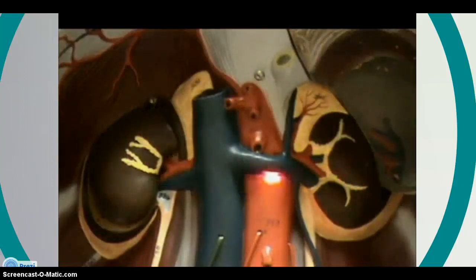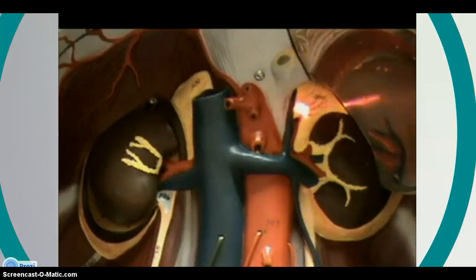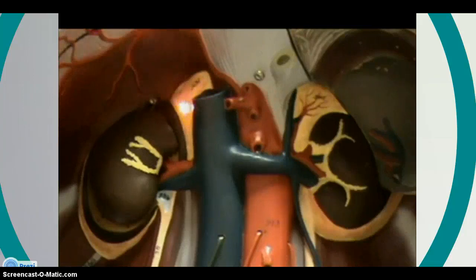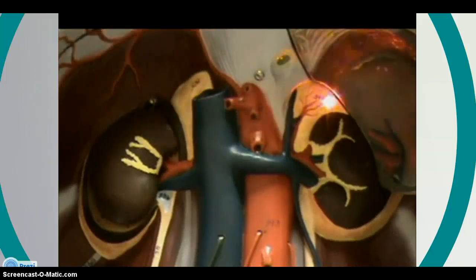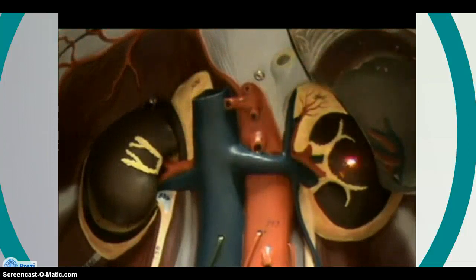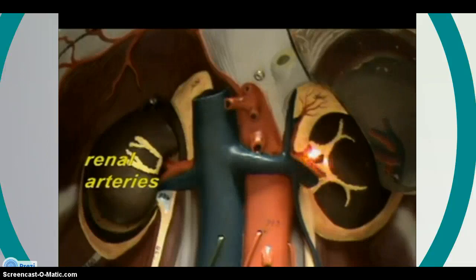The right and the left kidney you can see on either side of the abdominal aorta, and associated with the superior poles of these kidneys we have the suprarenal glands, also known as the adrenal glands. Each of these, of course, are supplied with blood coming from the abdominal aorta. The arteries that are supplying the kidneys are called the renal arteries. So you have the left renal artery here and the right renal artery over here.